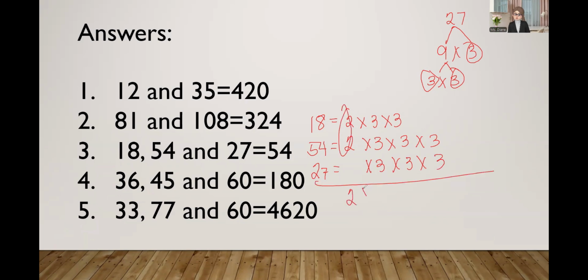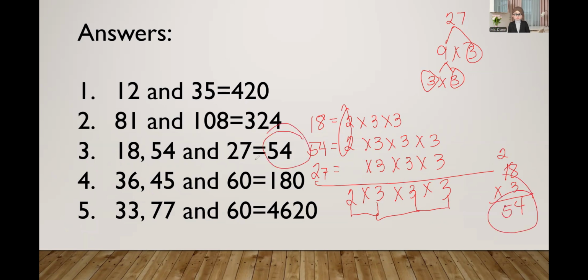Okay, and then bring them all down. This is 2 times 3 times 3 times 3. So 2 times 3, that is 6. 6 times 3, that's 18. And 18 times 3, that is 8 times 3, 24, carry 2, 1 times 3, that is 3 plus 2. That is 54. So the answer here is 54.